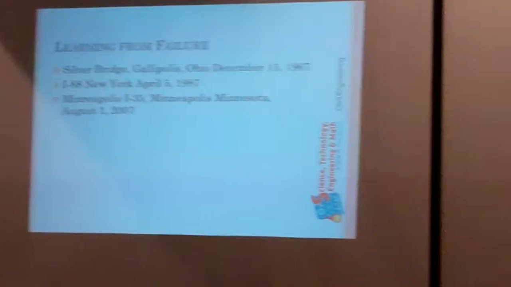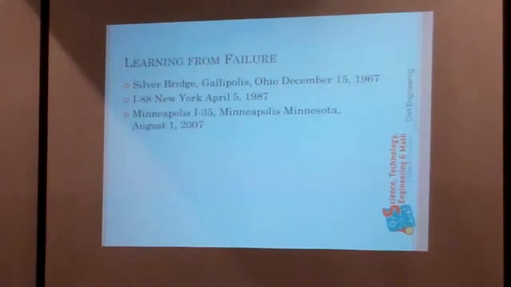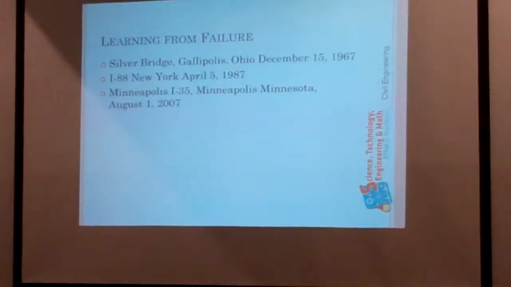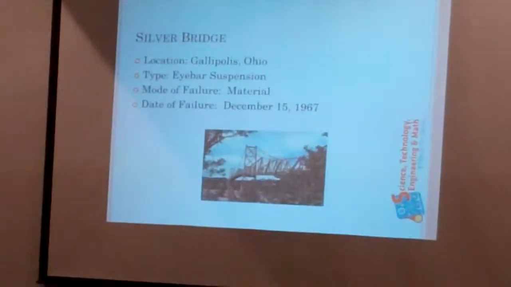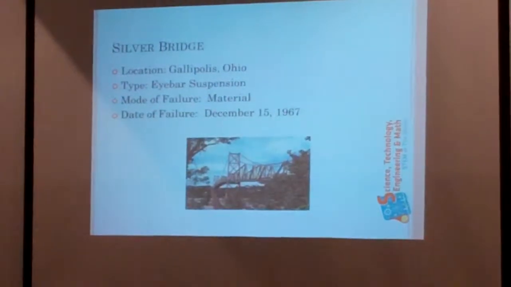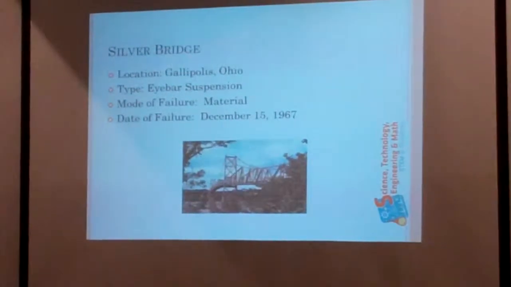Learning from failure. So we go through a couple things that have happened over the years, and the engineering community learns from our failures, and we change our practices and our procedures to prevent tragedies in the future. The first was actually here in Ohio. It was the Silver Bridge across the Ohio River. It was a suspension bridge that was built in the 40s, and it collapsed in 1967.